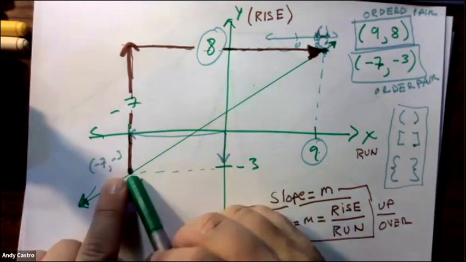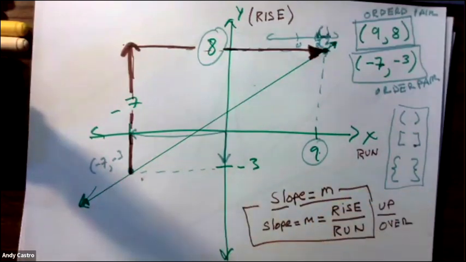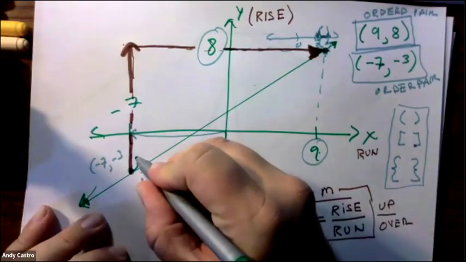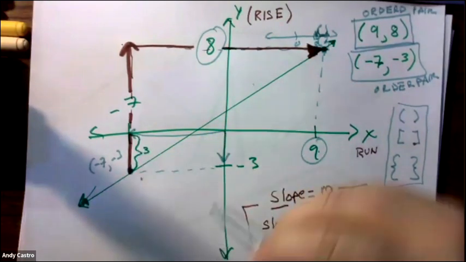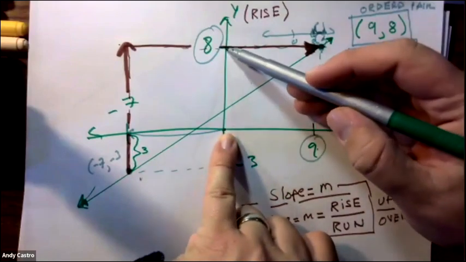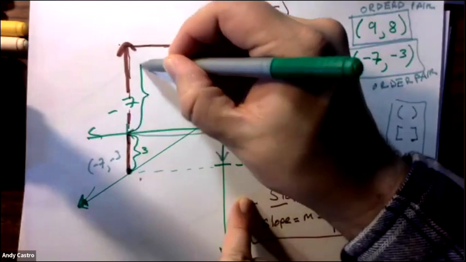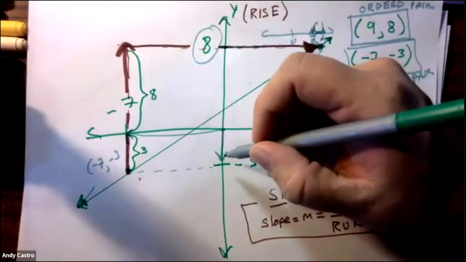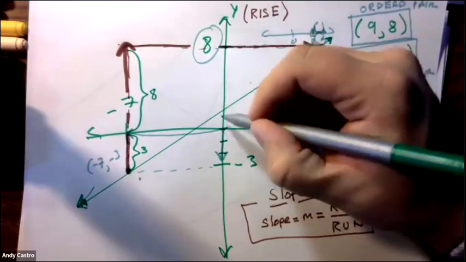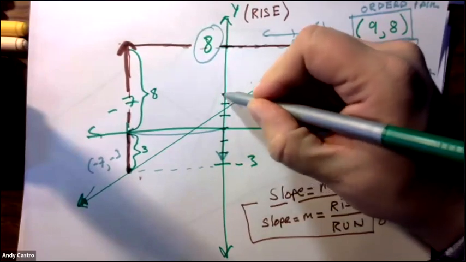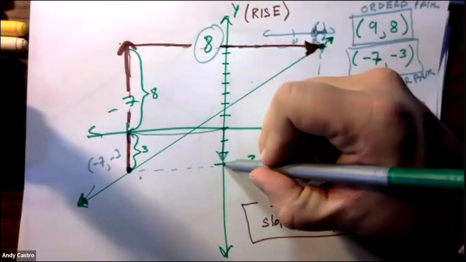Well, we know that this is -3 here. Okay. So we know that we're going to go up 3 here to get to the 0. And then we know from here to here is 8. Okay. Now, if I had graph paper, then I would have a -2, a -1, 0. Then I'd have a 1, 2, 3, 4, 5, 6, 7, 8. So I could literally count them.